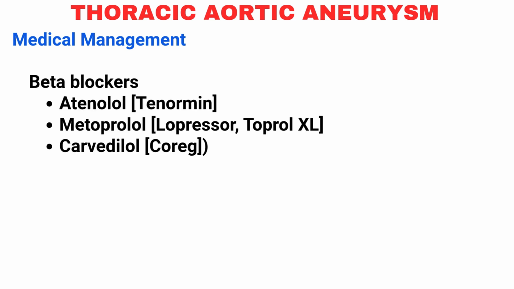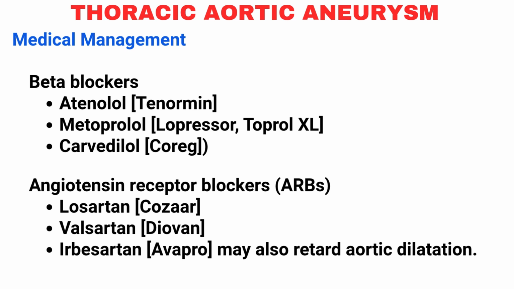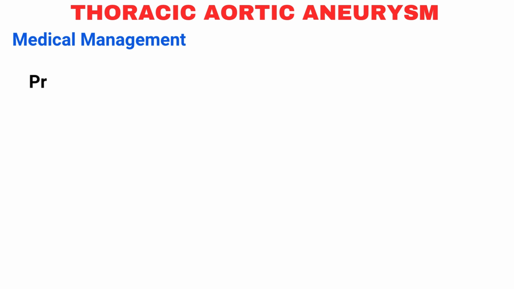For decades, beta blockers like atenolol, metoprolol, carvedilol have been the mainstay of medical treatment for aortic aneurysms. However, angiotensin receptor blockers, for example losartan, valsartan, irbesartan, may also retard aortic dilatation. It is also important to control blood pressure in patients with dissecting aneurysms.